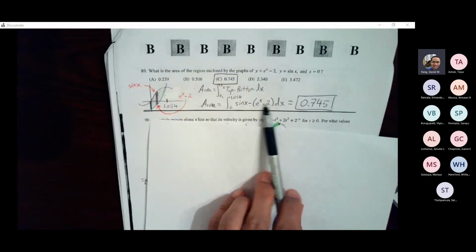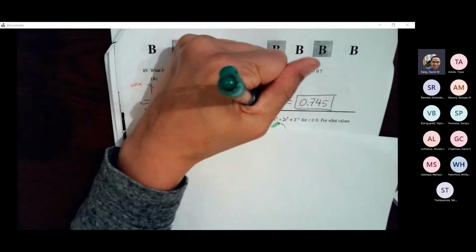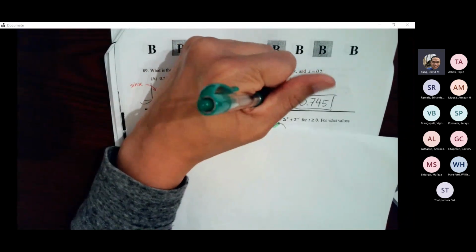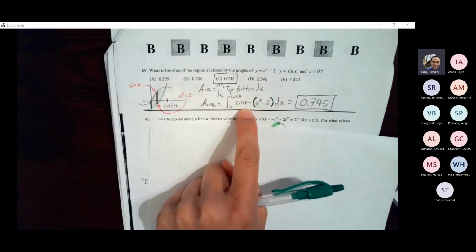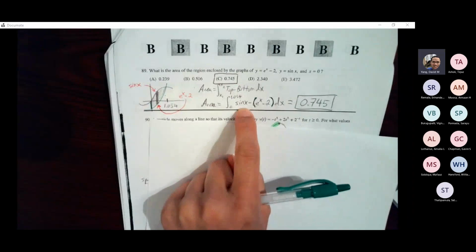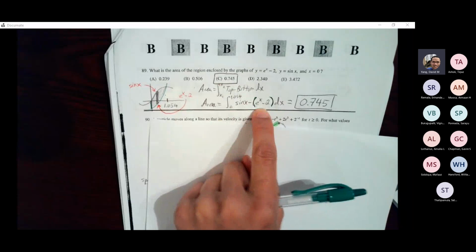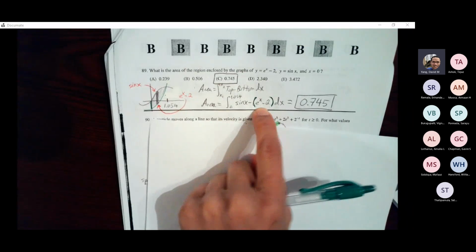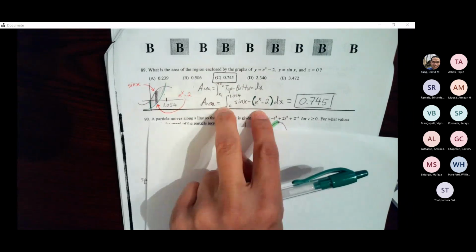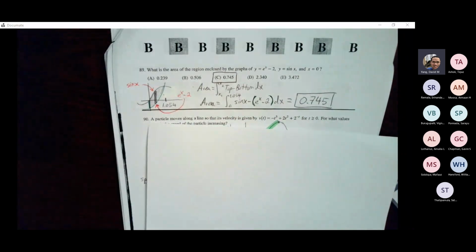So area is just top graph minus bottom graph. Sine x minus parentheses e to the x minus 2. So careful, even if you have everything set up correctly, you want to make sure that you are protecting the bottom function with a set of parentheses. From 0 to 1.054, you make your calculator do this for you. Math 9, interval from 0 to 1.054, sine of x minus parentheses e to the x minus 2. Into the calculator this goes, and you get 0.745.